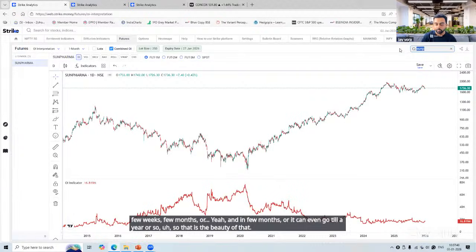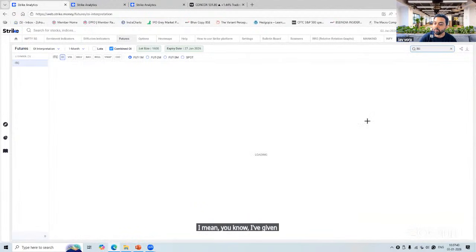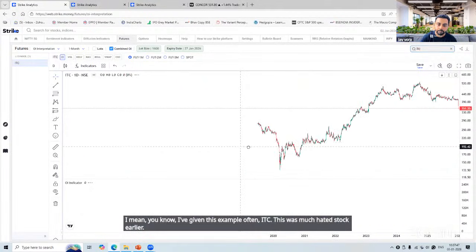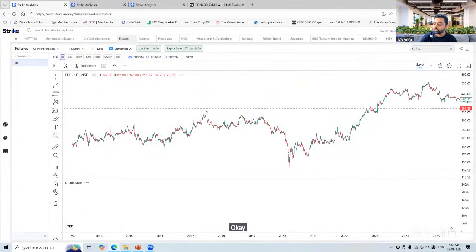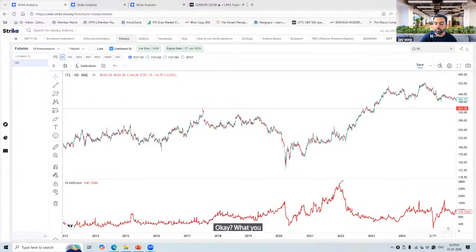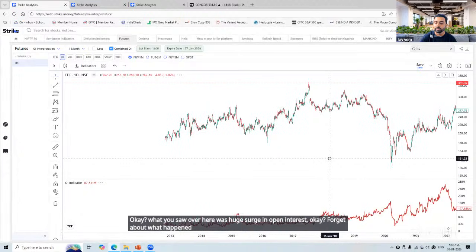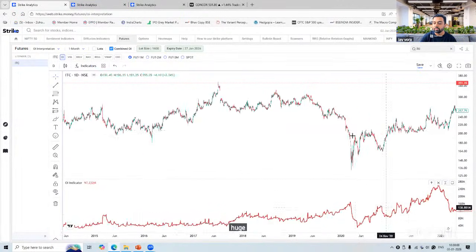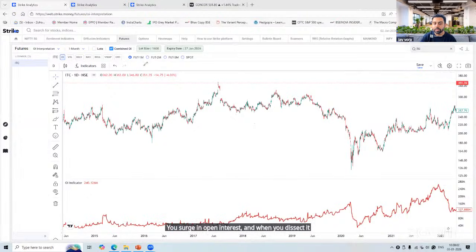I've given this example often. ITC, this was a much hated stock earlier. What you saw over here was a huge surge in open interest. Forget about what happened after 2022, but you see this chart, huge surge in open interest. And when you dissect it, going internally.